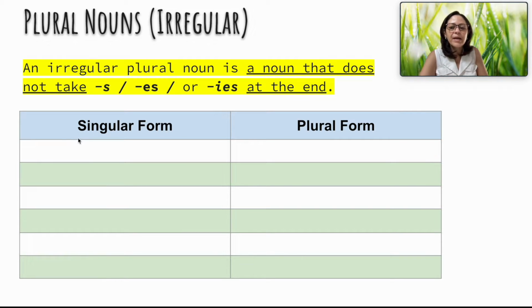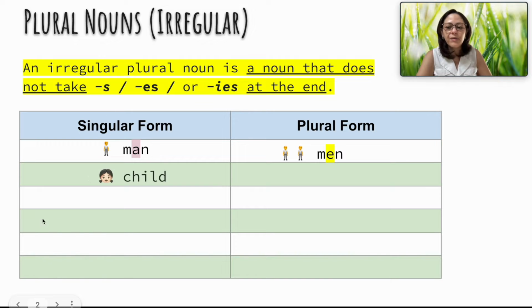Here we have nouns that have different spelling forms. Let's check them out. For example, a man, one man. The plural form, 2 men, 3 men. So you see, here I have letter E, which indicates plural, 2 men, 3 men. The singular form, letter A. Okay, so a man, 2 men.